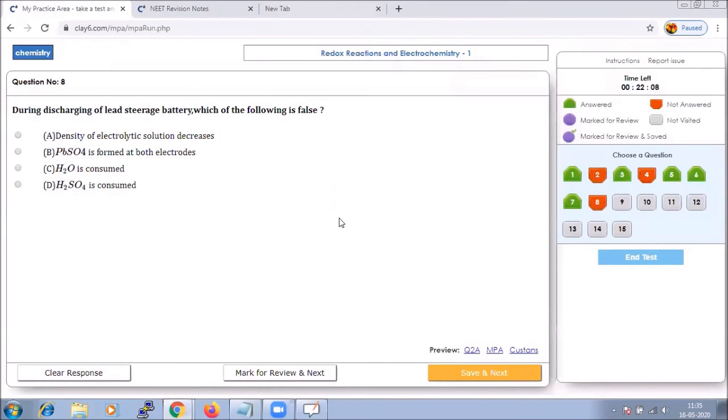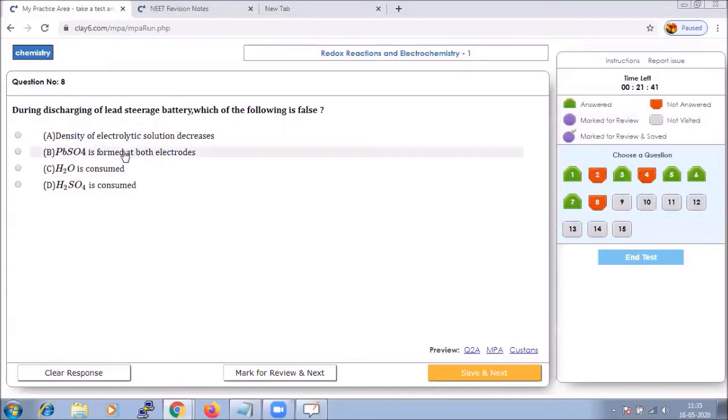During discharging a lead storage battery, which of the following is false? So basically when a lead storage battery is being discharged, it's 100% sure that the density of the electrolytic solution will decrease.